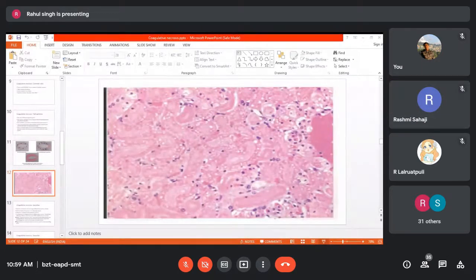This is again coagulative necrosis in the kidney. You can see this is a tubule. Only the outline of the tubule remains. There is no cellular detail. All right? Coagulative necrosis in kidney.